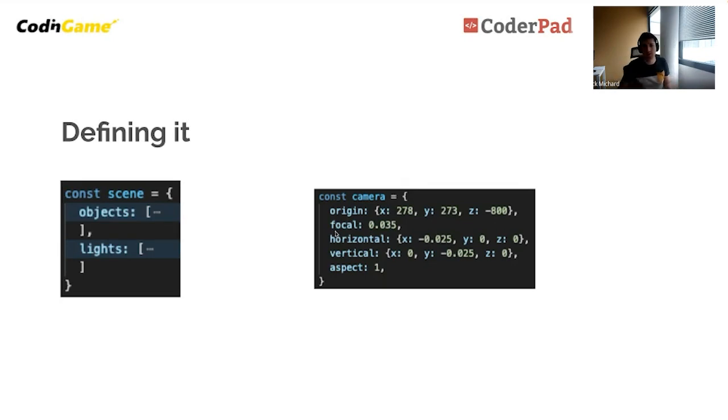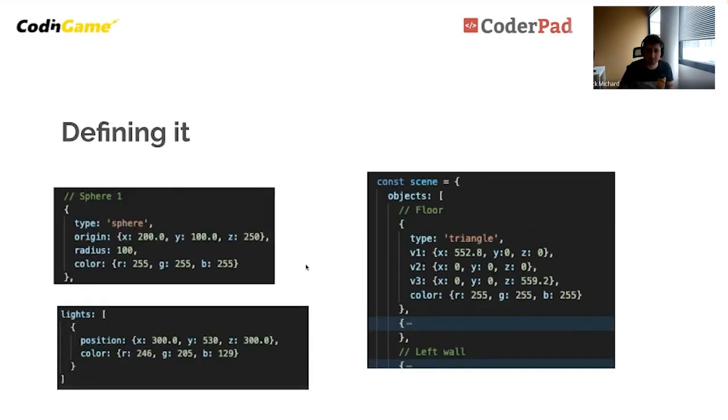So I just defined a scene. It's just a JavaScript object with objects and lights. The camera also, taking the parameters of the Cornell box. So nothing fancy here. Defining different types of objects inside this scene. I've chosen to only use a sphere and multiple triangles. A sphere is only described by its origin, a radius and a color. A triangle is defined by its 3 vertices. And there is a light too with a position and a color. So very, very straightforward.